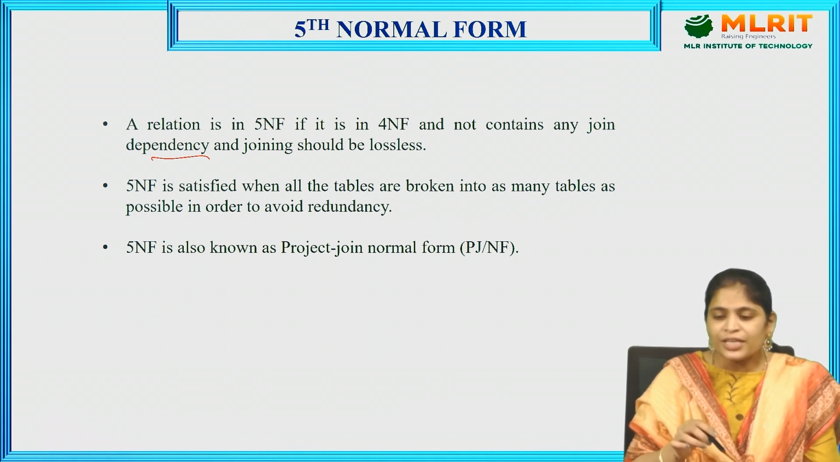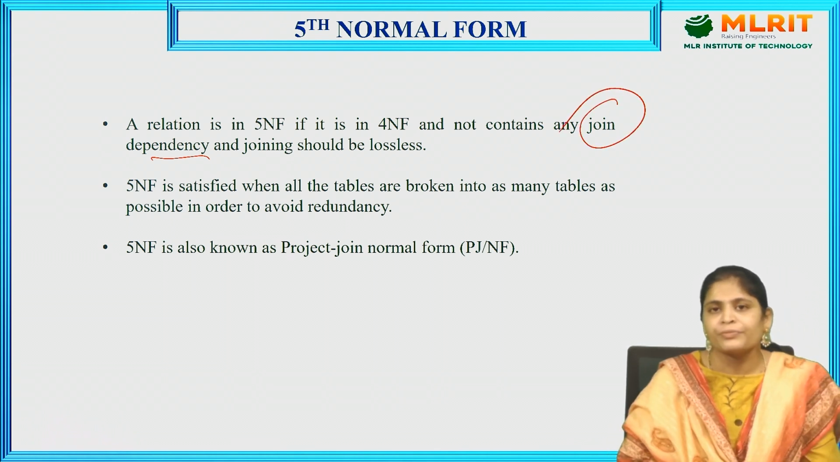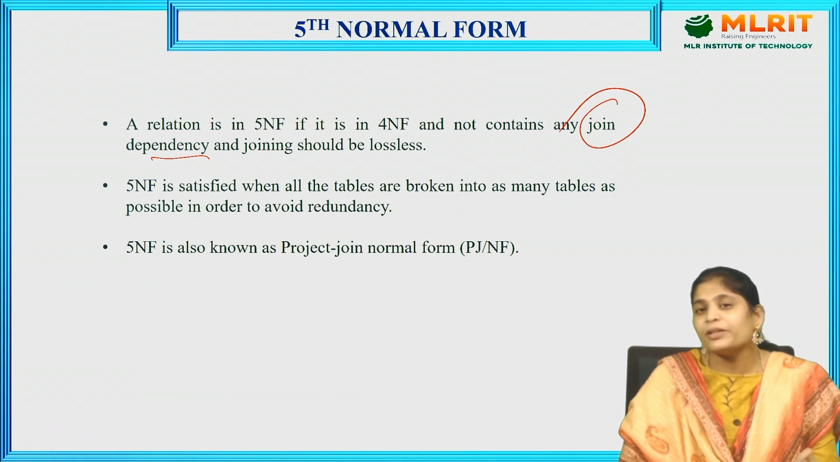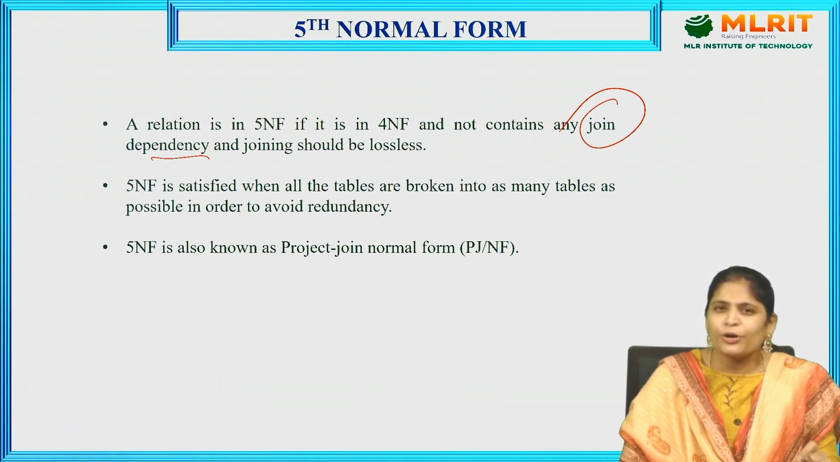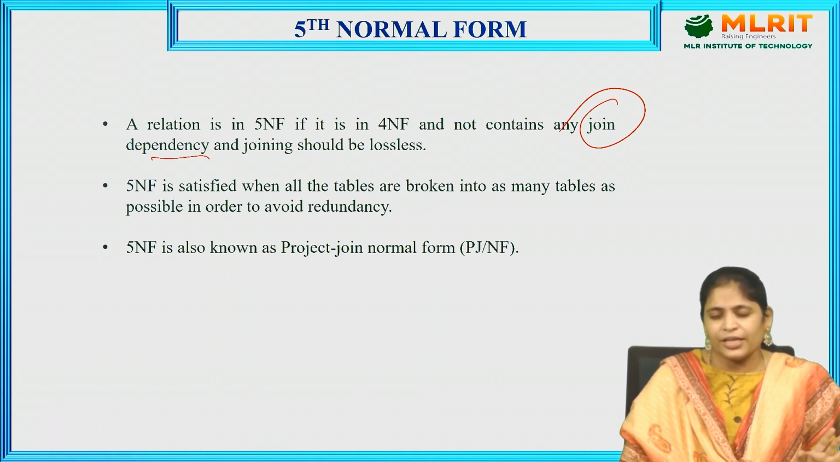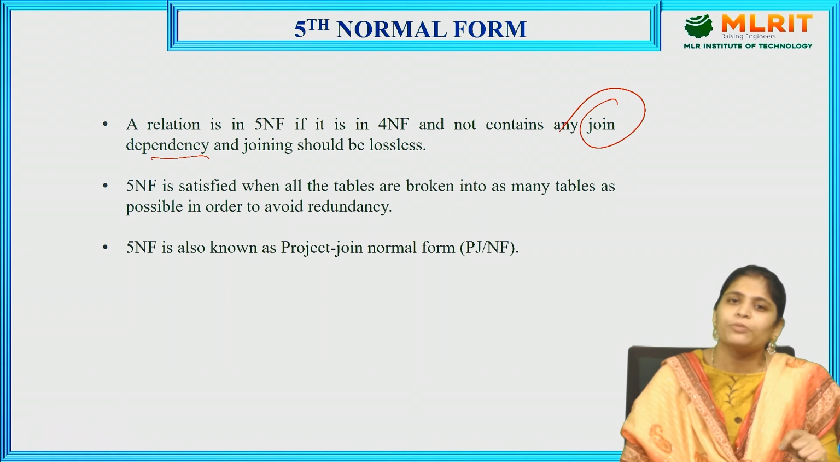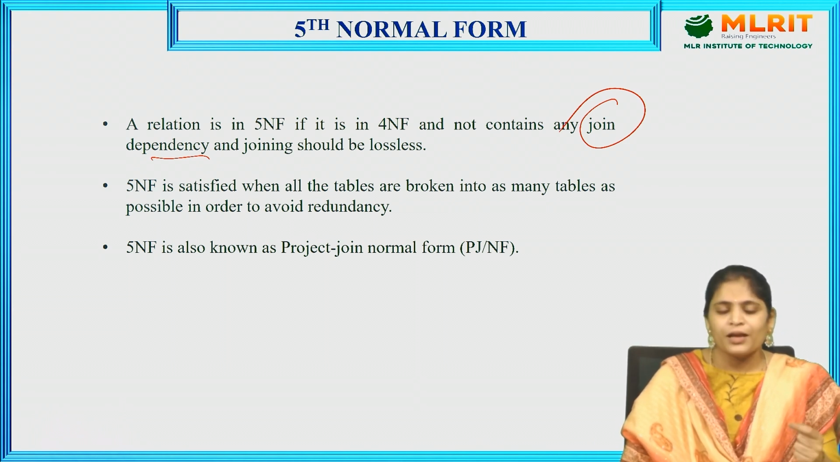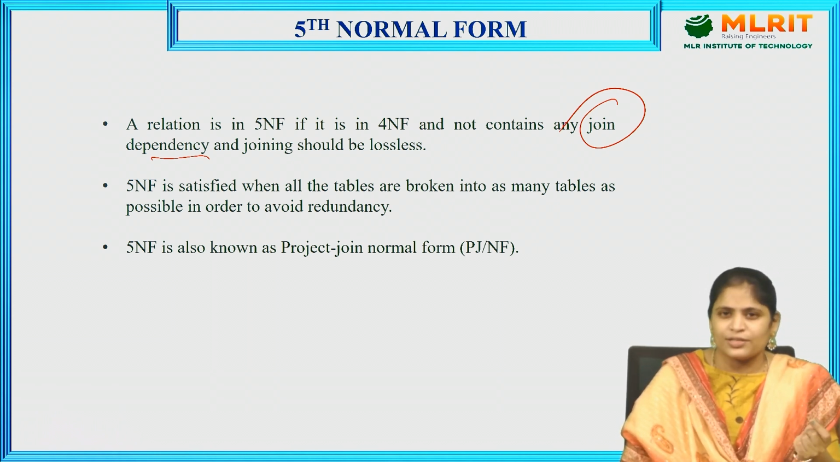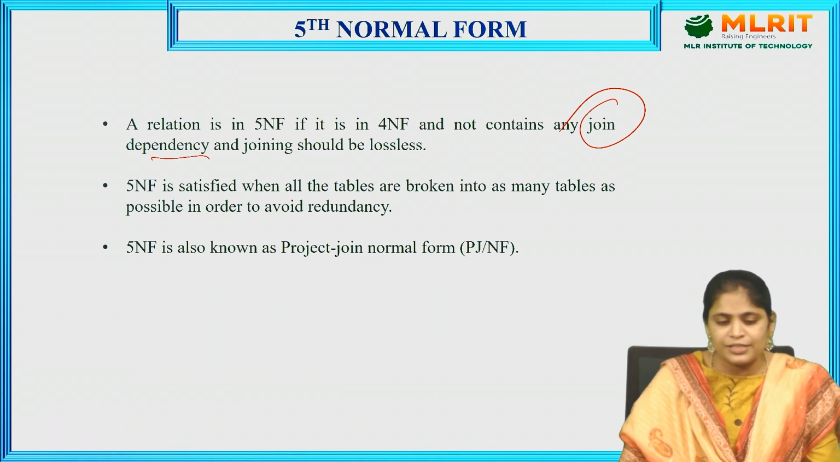So here comes the concept of joins. To join two particular tables, what is the basic requirement that we used to know? What is the basic thing in a join operation? To join two tables, one common column must be present. Then only can we perform the join operation. So if a relation is in 5NF, it must satisfy 4NF, the joining should be lossless, and there is no join dependency.